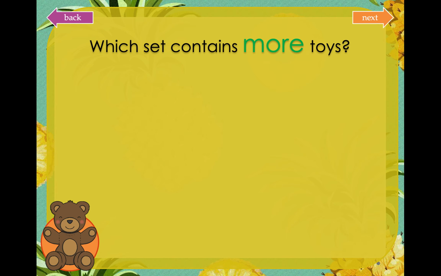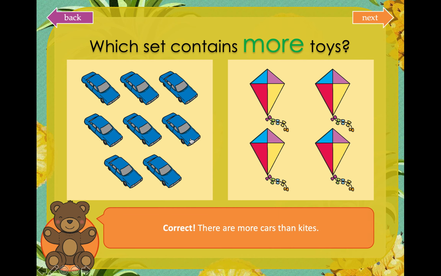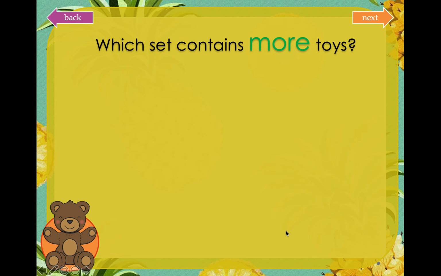Which of these sets contain more toys? Here we have a box of cars and here we have a box with kites. Can you guess without counting, estimate which one has more? If you've guessed that the cars have more, well done. And if we count, we can see 1, 2, 3, 4, 5, 6, 7, 8. 8 cars and the kites are only 1, 2, 3, 4. So we know that the cars are more than the kites.